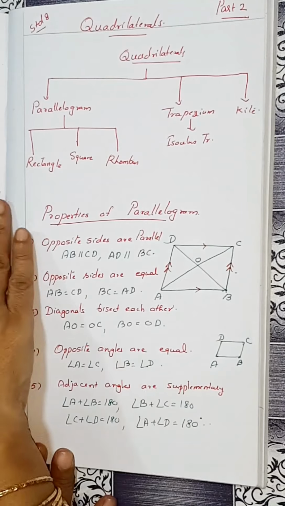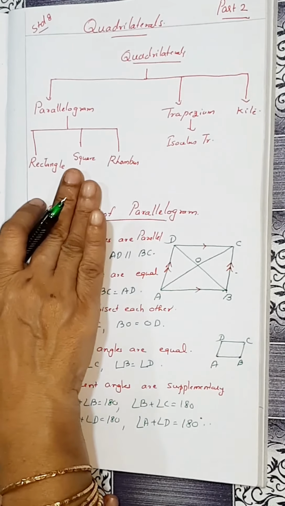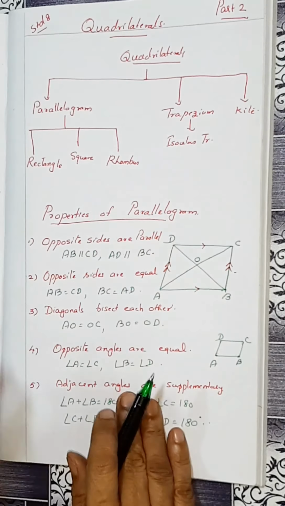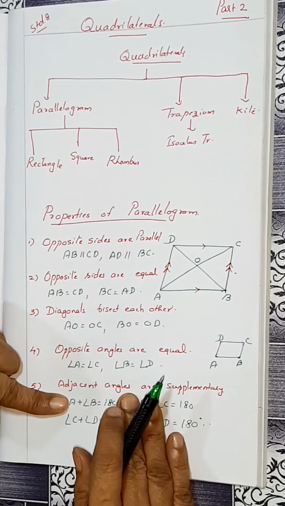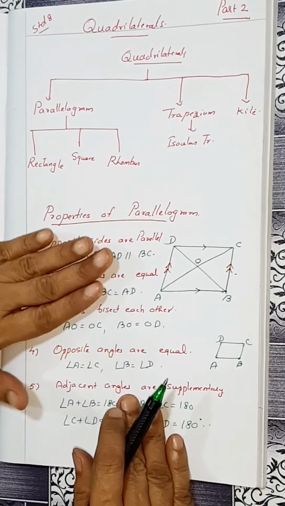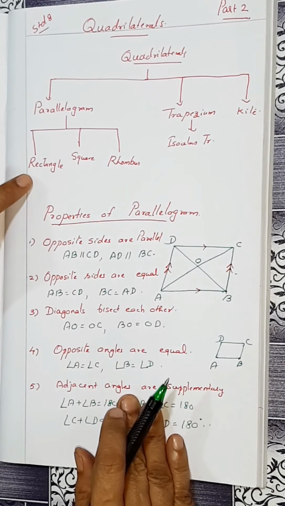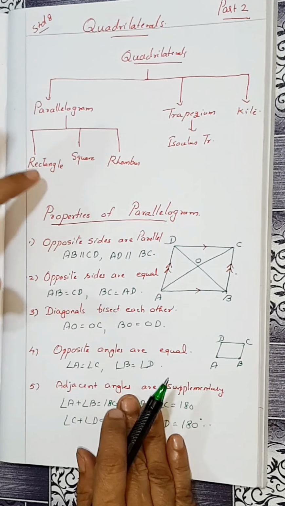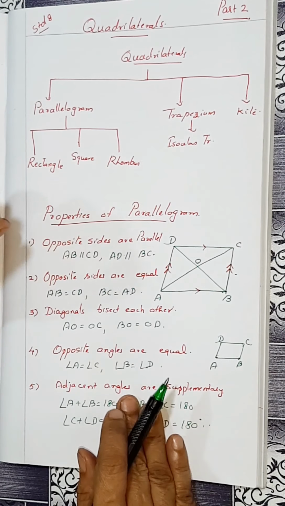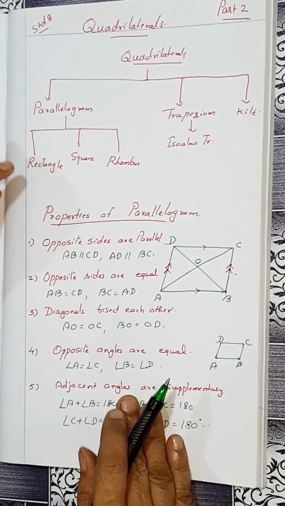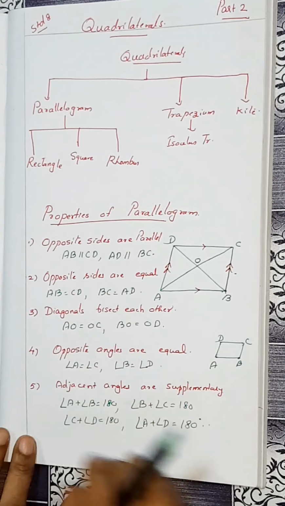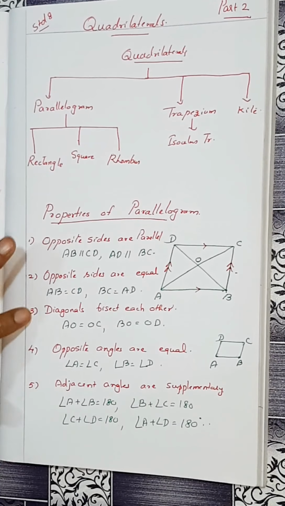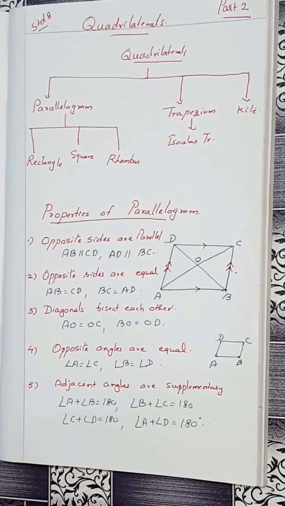Now, in this parallelogram, we have rectangle, square and rhombus. These are special types of parallelograms. All these properties of parallelogram hold good for these three. Apart from these properties, you have some extra properties which make them unique, which make them distinct. So rectangle, square and rhombus have two or three extra properties. So we will discuss that. Hope these 5 properties of the parallelogram are clear.